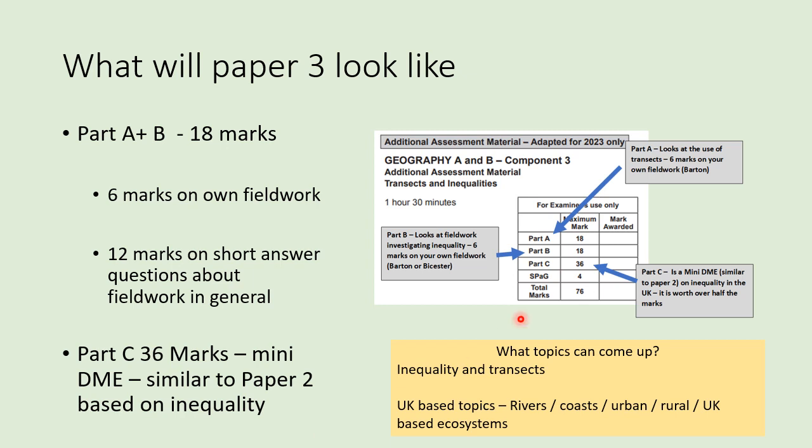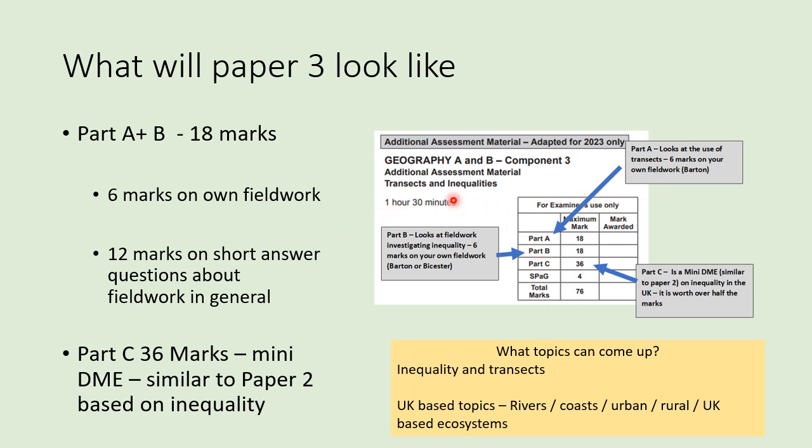If you look here, this is what it will look like on the front. You'll notice it says transects and inequalities, an hour and a half, and you'll also see it's got 3 parts. That's really important to understand. Part A is going to be 18 marks about transects, and 6 of those will be on your work that you did in Barton on Sea.